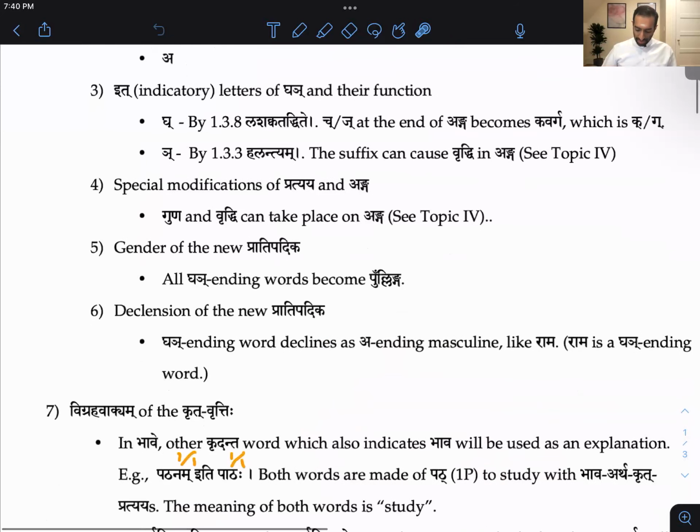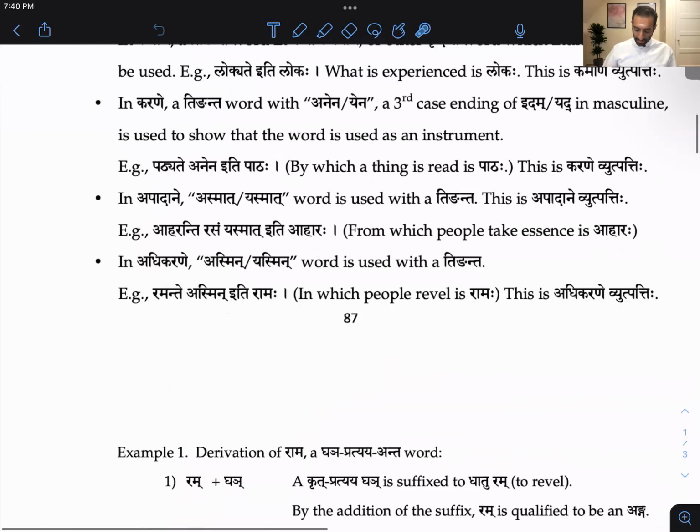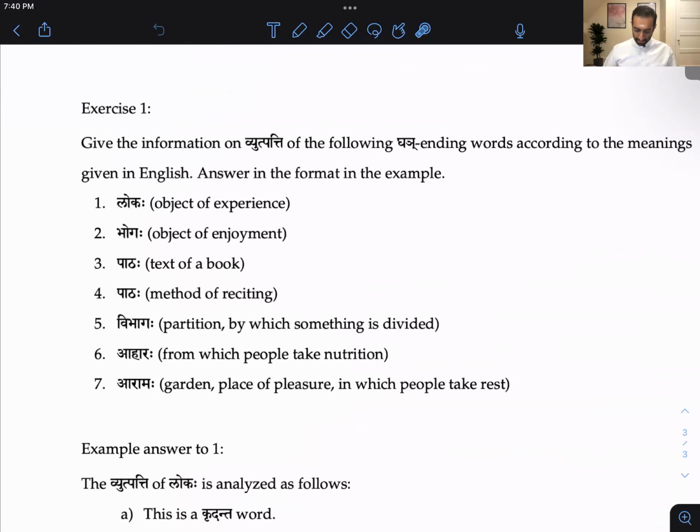And so let's look at some of those exercises that we were looking at. Here are some examples of some words: lokaha, bhogaha, pataha. You see how in words like pataha, the dhatu is pat, but ghan can give vriddhi or guna, right? So vriddhi happens, so pat becomes pata. Just like that.